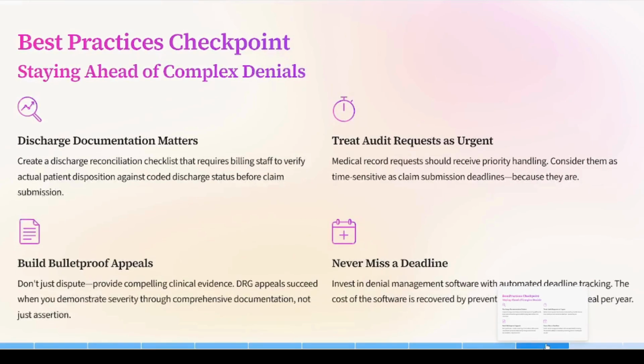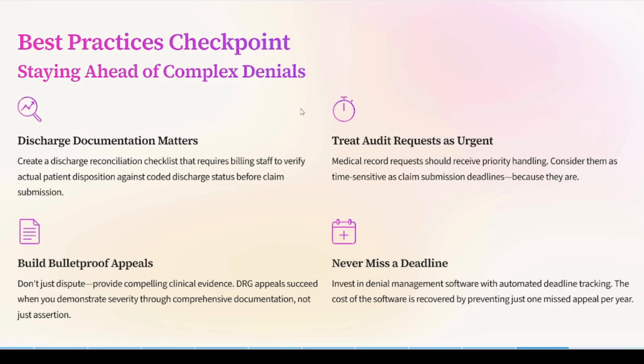Okay, sometimes it's hard to keep track of all this stuff because you might be dealing with hundreds of claims on a daily basis. I deal with hundreds of claims on a daily basis. But you have to make sure you have the right software and everything in place, so you're ahead of the game with everything you have going on. Okay. All right. So what is the best practice checkpoint? And like I just said, staying ahead of complex denials.